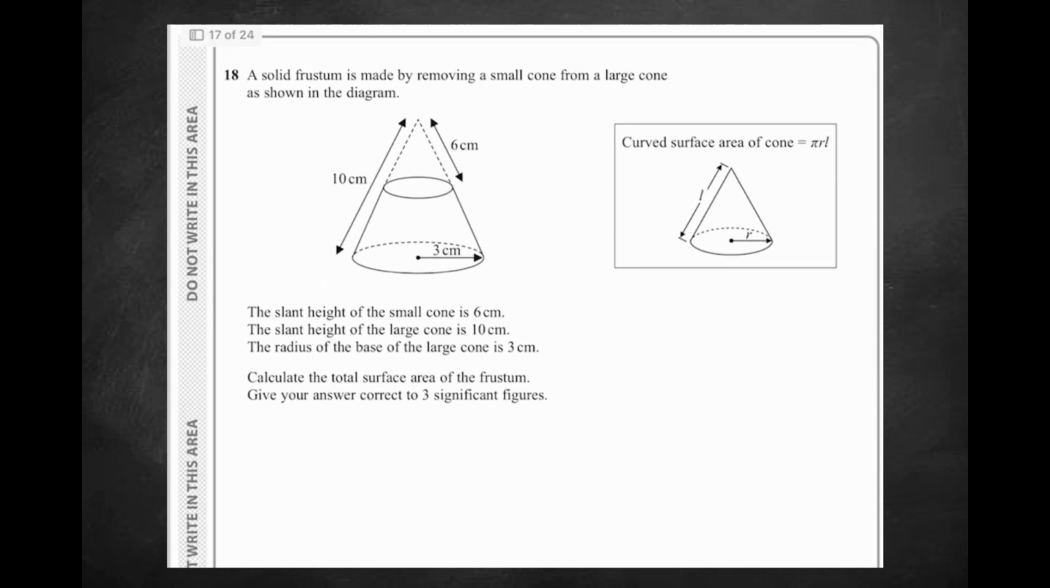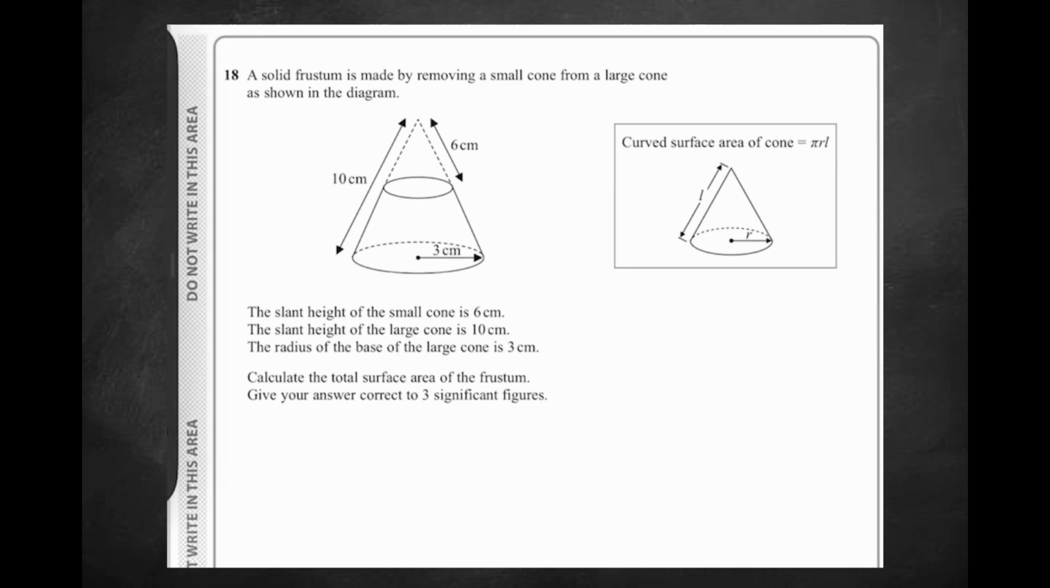Question 18. A solid frustum is made by removing a small cone from a large cone, as shown in the diagram. The slant height of the small cone is 6 centimeters. The slant height of the large cone is 10 centimeters. The radius of the base of the large cone is 3 centimeters. Calculate the total surface area of the frustum. Give your answer correct to 3 significant figures.